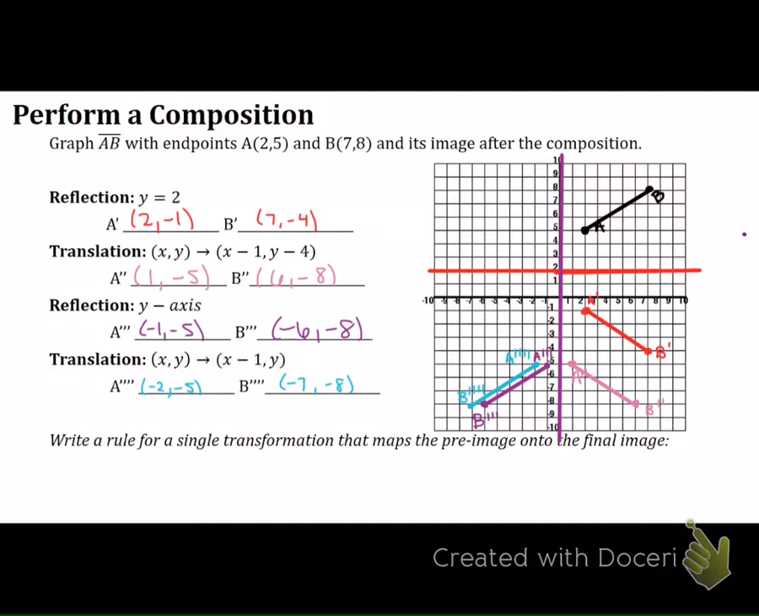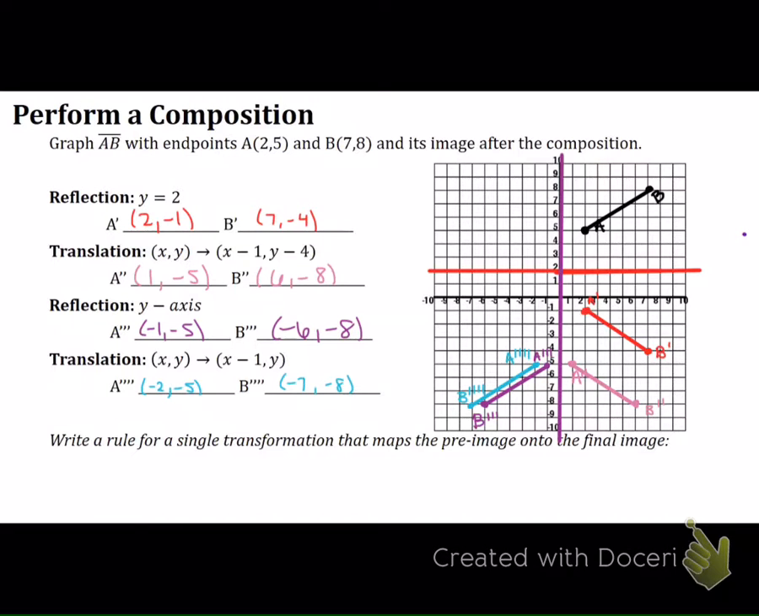So then here is the question. Write a rule for a single transformation that maps the pre-image, which is the black, onto the final image, which is the blue. So think about this. First thing, can you just take this and slide it onto that? That would be the first thing I would check every single time. Do they just slide onto each other? Why not? Some of you are shaking your head no. Devin, why are you shaking your head no?